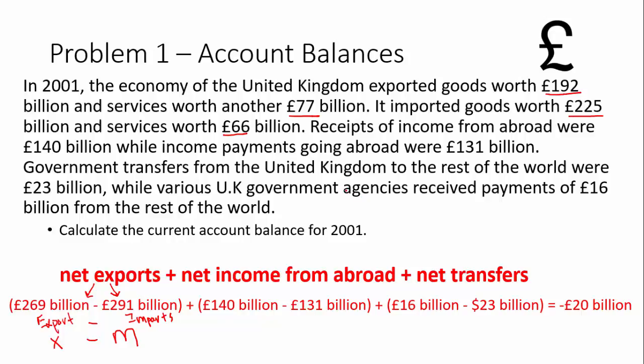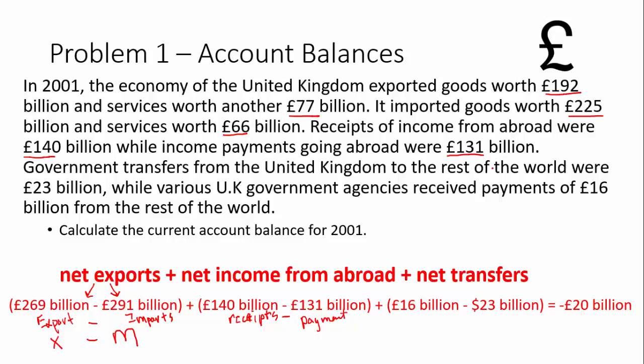And then we're going to add our net income from abroad. So this is our net income from abroad. This is our 140 billion, receipts from abroad, and we're going to have our payments going abroad as 131. So this is our receipts, and here are our payments that we're making, going out.